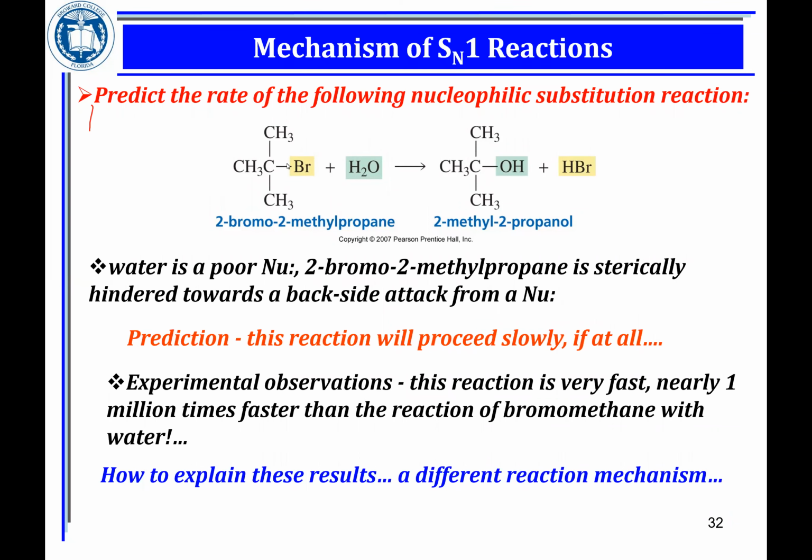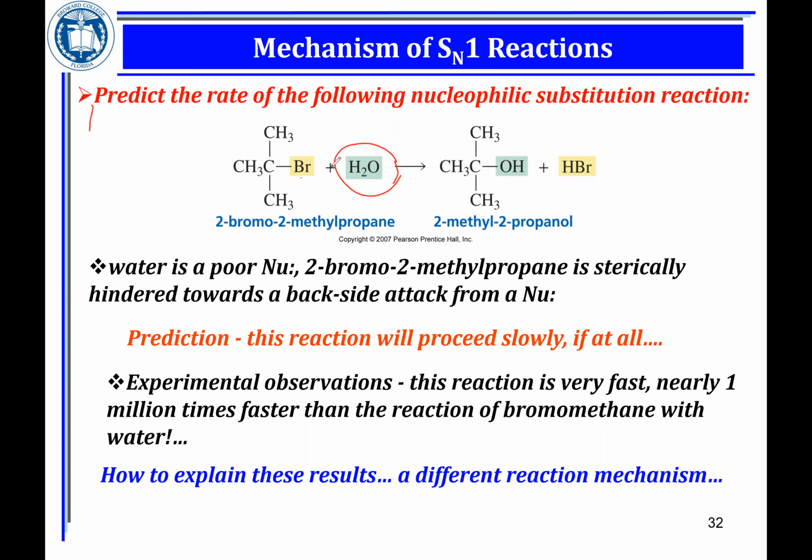A bulky or hindered alkyl halide would have been a slow reaction, or it doesn't happen at all, especially if the nucleophile was a weak nucleophile. So for SN2 type reactions, we were looking for a primary alkyl halide and a strong nucleophile with a good leaving group, and a polar aprotic solvent for the reaction to take place.